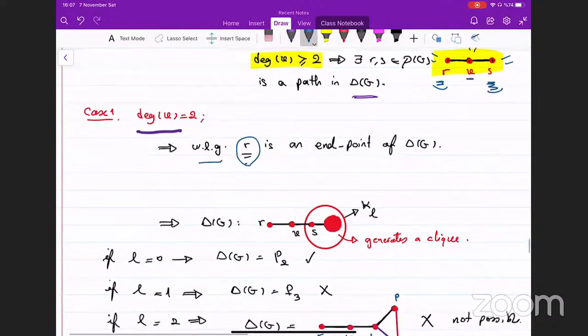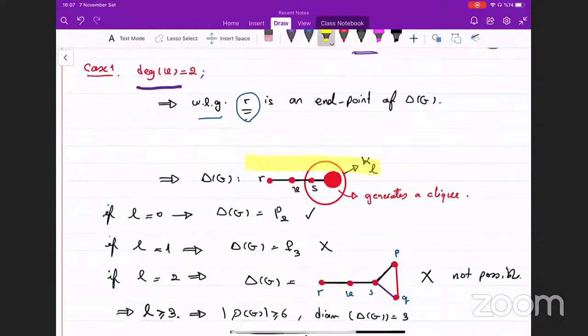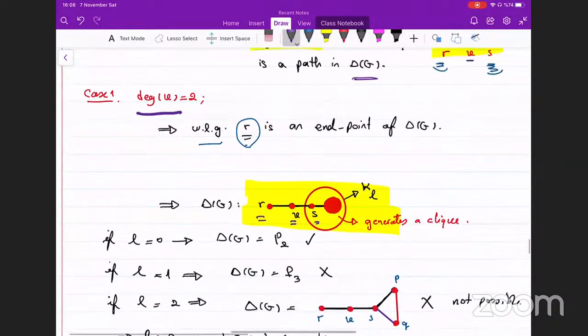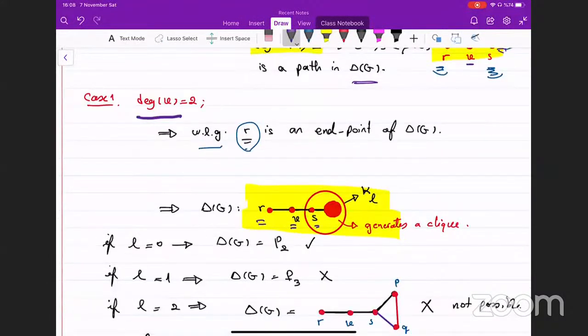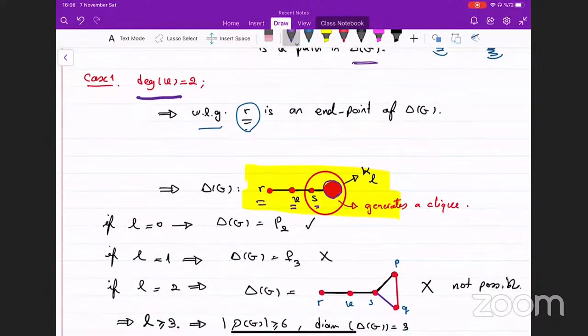So what do I have? I will obtain a graph like this one. R is an endpoint, V is the cut vertex. I have another vertex S, but remember, this S is connected to some other vertices. I denote them by this red circle or disk, let's call it. What does it mean? This is KL.